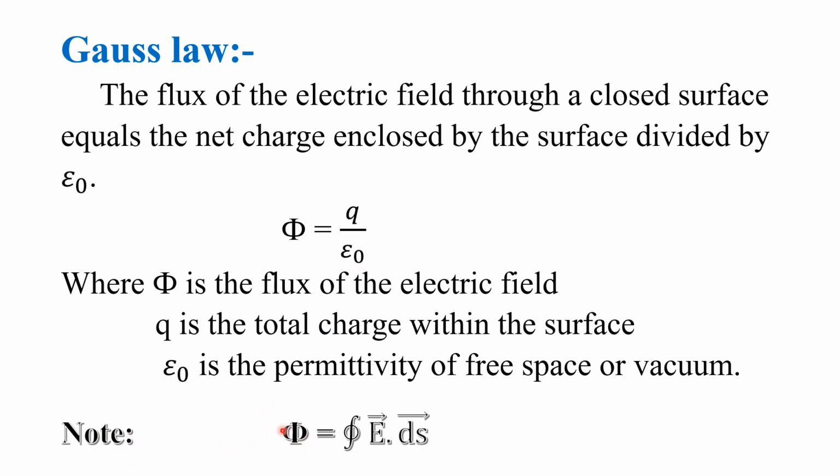Phi is equal to the closed integral of E dot ds. So always remember, note that here phi is equal to the integration of E dot ds. One of the formulas is phi is equal to q upon epsilon 0. This is Gauss law, and here phi is equal to the integration of E dot ds. Now we will discuss some of the applications of Gauss law.